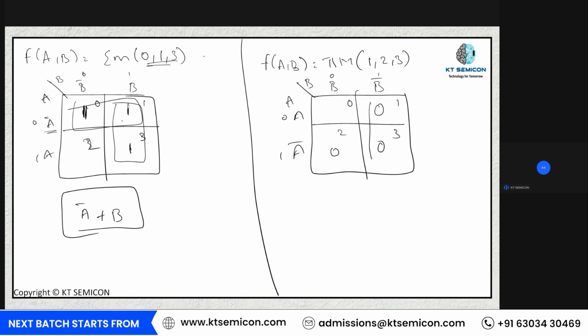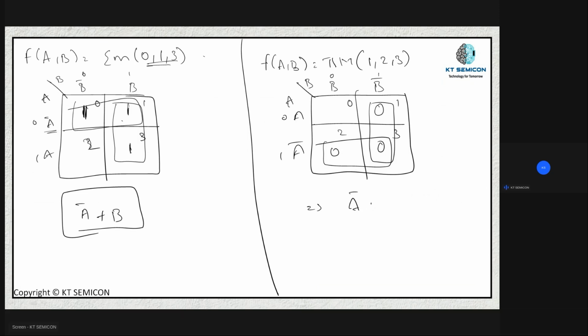And here I'm going to group these 2 and these 2. So the solved expression is nothing but A bar plus A bar dot B bar. Okay, so this is the expression which we are going to get. So this is how we are going to solve our KMAPs.